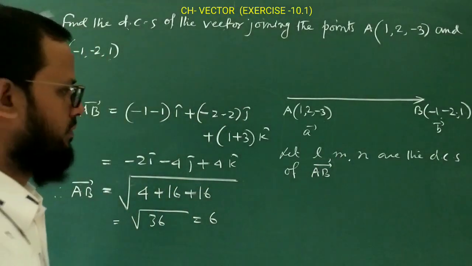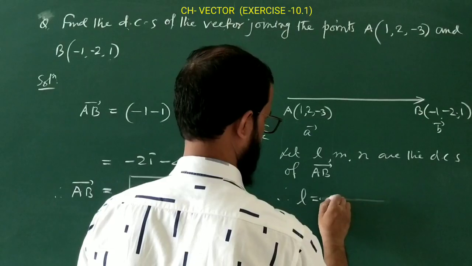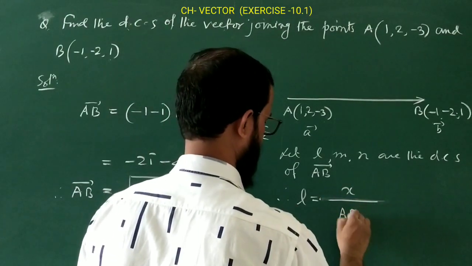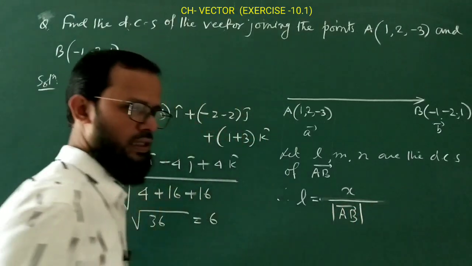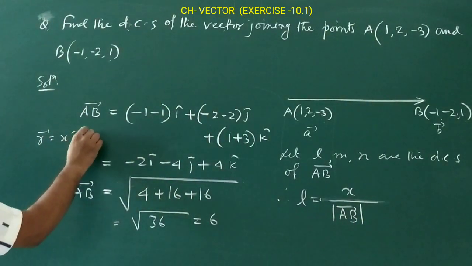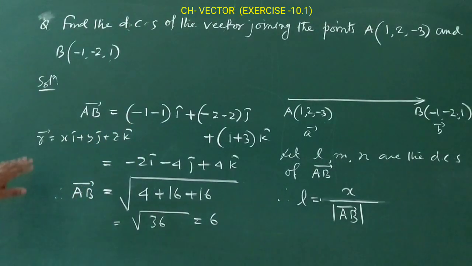Understood? Therefore l equal to what, फॉर्मूला क्या था, हमें पता था फॉर्मूला क्या है, x by magnitude of the vector. ओके, x by magnitude of the vector आपको पता था, because you know r vector equal to x i cap plus y j cap plus z k cap. What is the direction cosine of the vector? l is x by magnitude of this, m means what, y by magnitude of this, and n means what, z by magnitude of what, r vector. Okay.